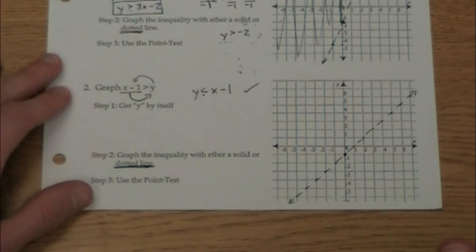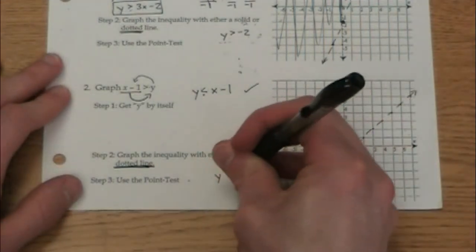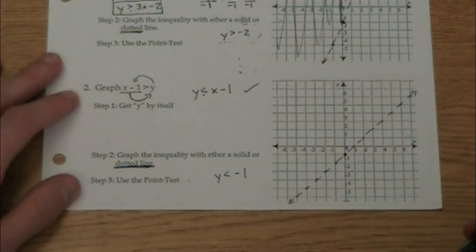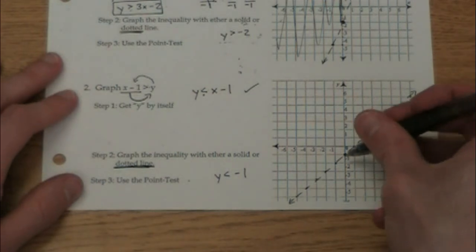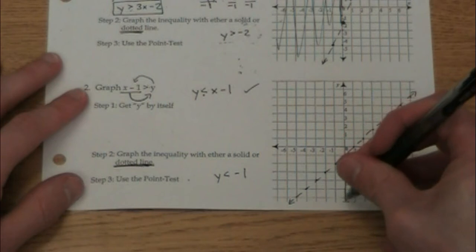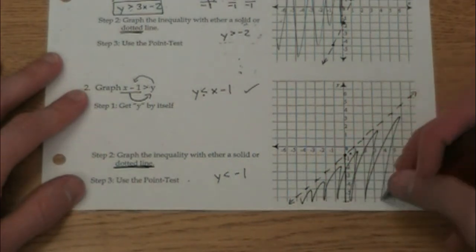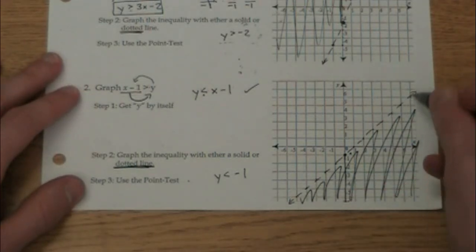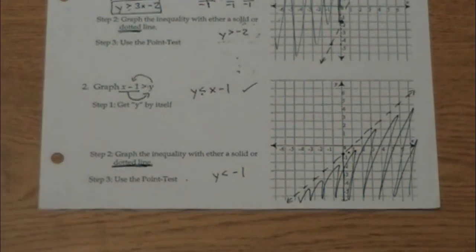And then you need to determine where to shade. Use the point test. Again, you want to use the idea that it's y less than, so you're going to say y is less than your y-intercept, which is negative 1. You go to negative 1, and what is less than negative 1? The points below negative 1. That's going to be the area you will shade for your answer. And again, if you want to use colors, that will be very good, and it will make your area more noticeable, so you know what the solution is.